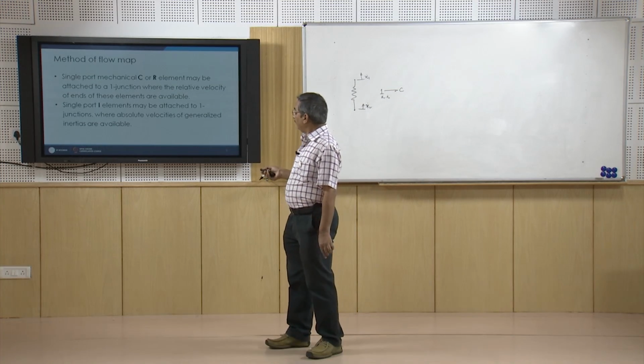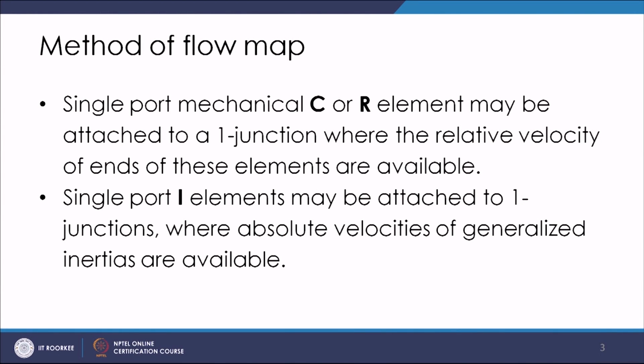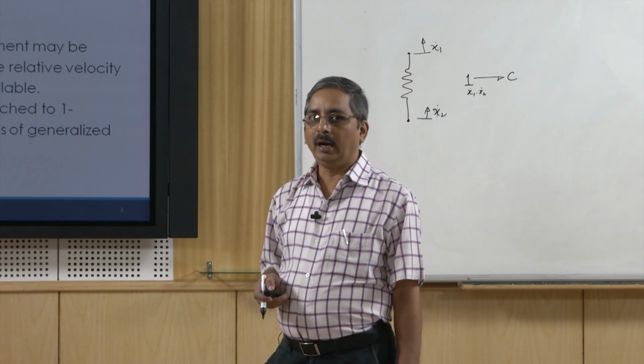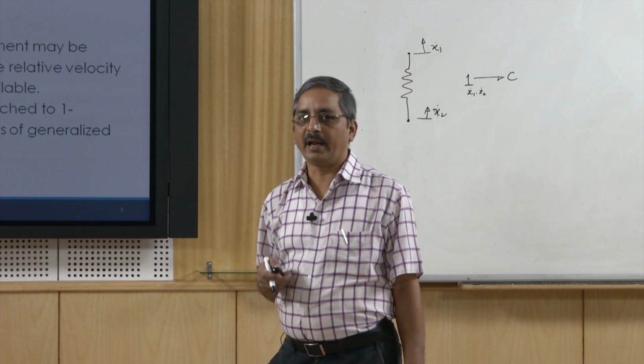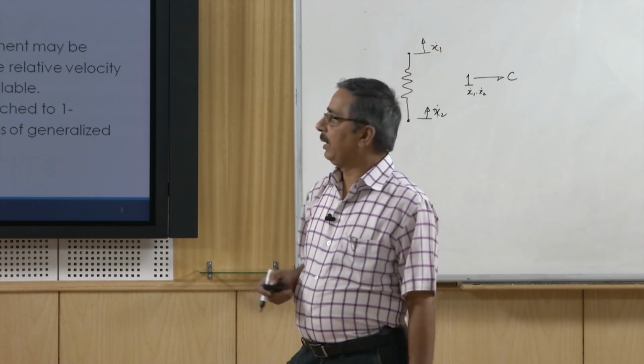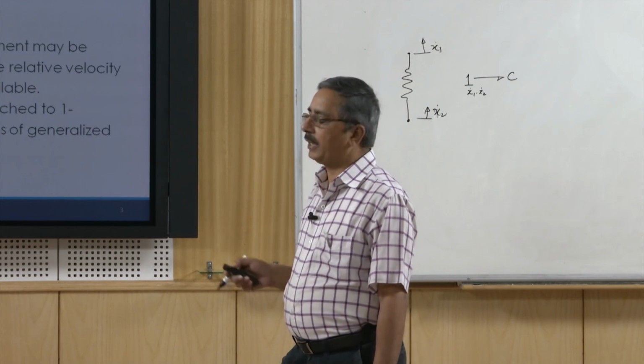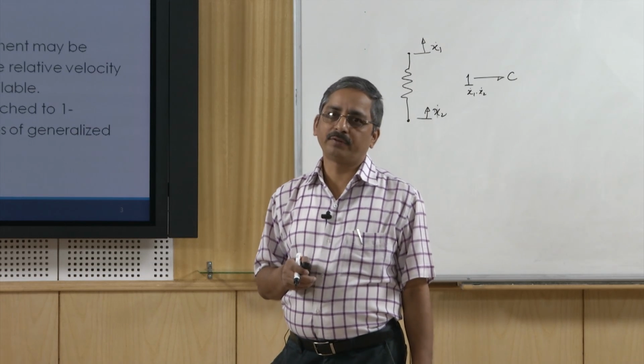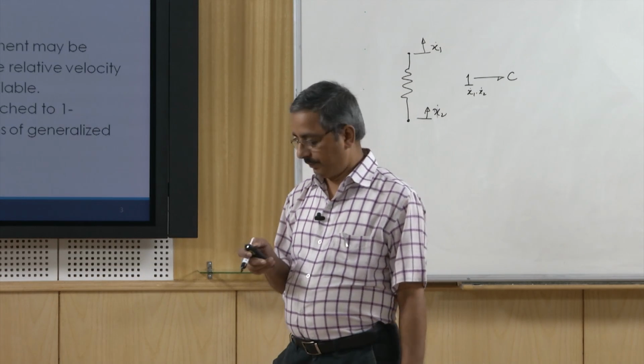Then the single port I element may be attached to a one junction where the absolute velocities of generalized inertias are available. As you know, Newton's law is applicable only with respect to an inertial frame. So, we attach the I element only to that port where the absolute velocity is available.